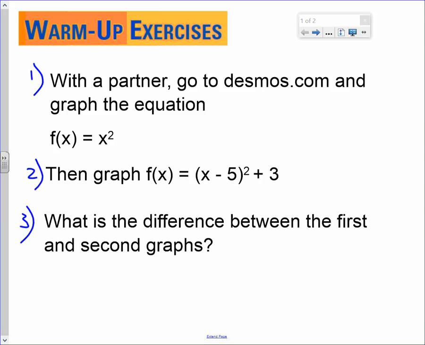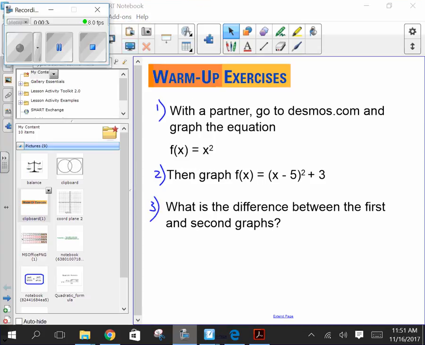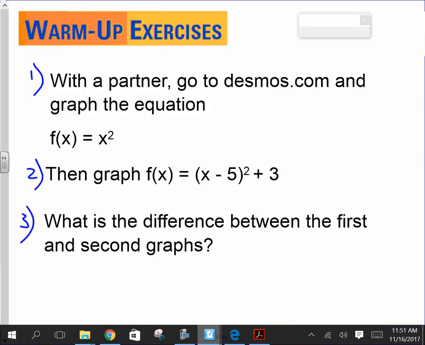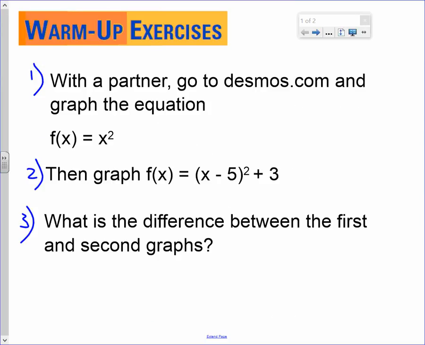So, today's agenda: we'll finish the warm-up, and then we're going to talk about a new lesson. We'll have the floor. Thank you, gentlemen. Appreciate it. We're going to talk about a new lesson that's related to what you just did for warm-up.